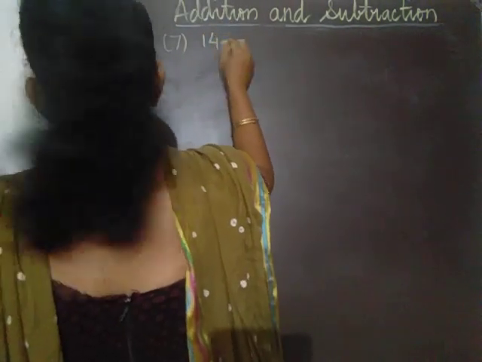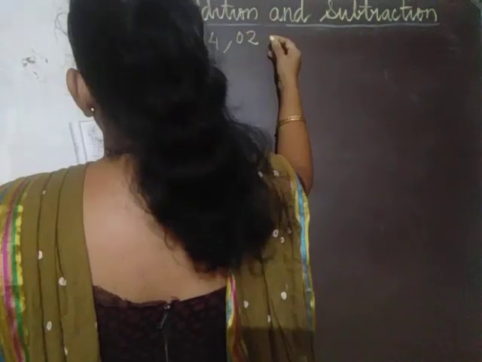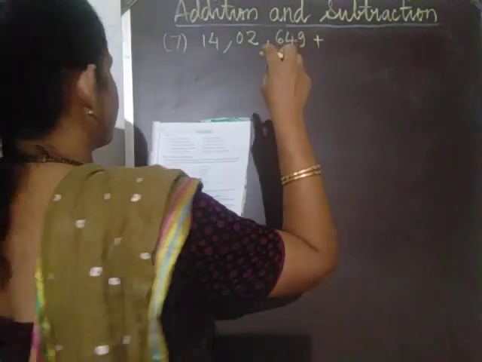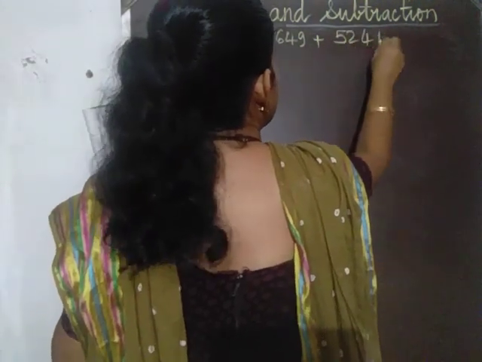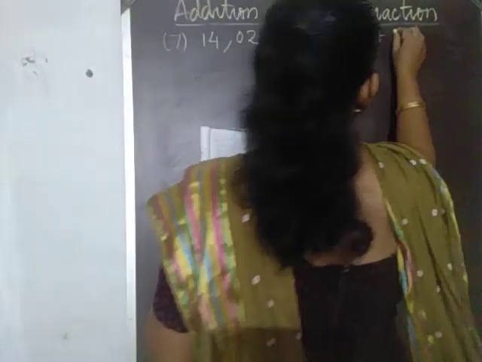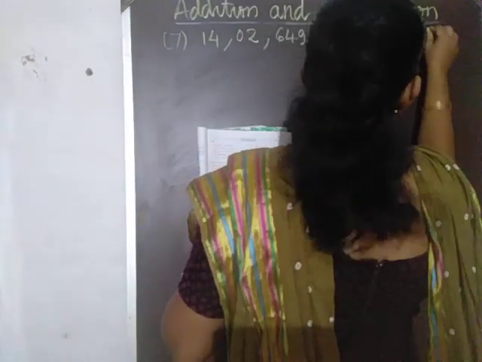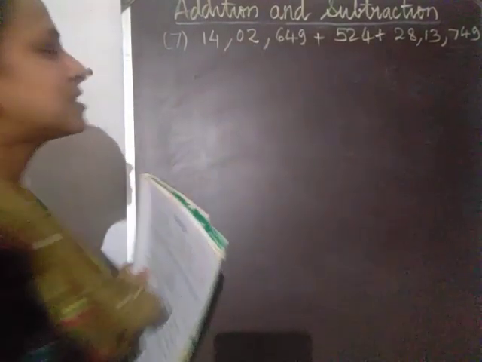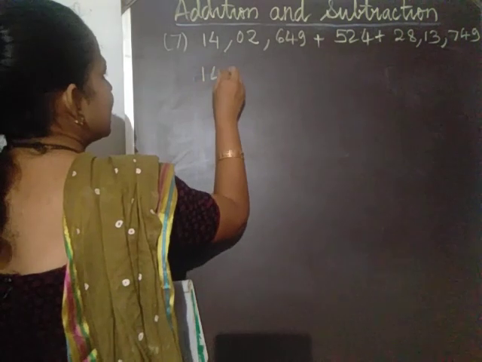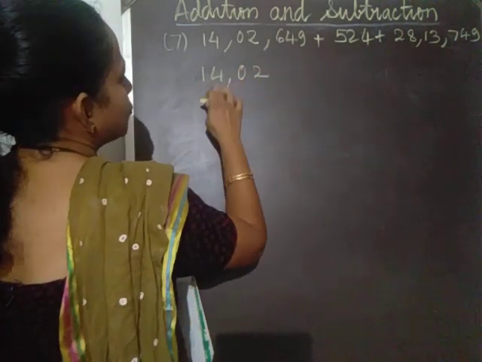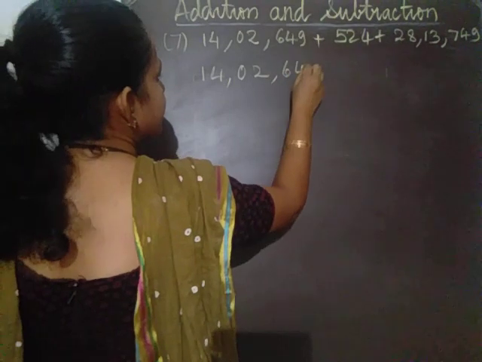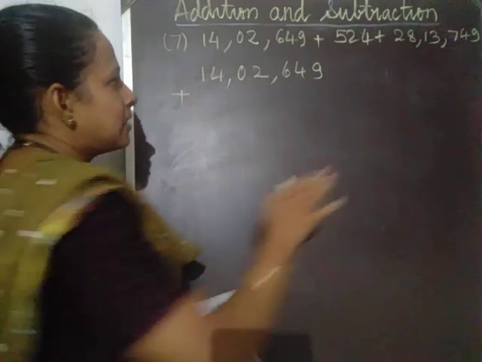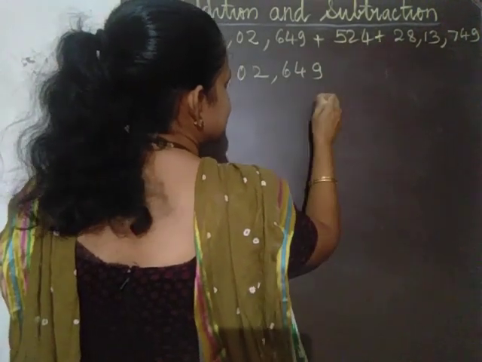Okay, so 14 lakh 2,649 plus 524 plus 28 lakh 13,749. So let me write the first number first, that is 14 lakh 2,649. Then the second number, whenever you are writing, if you are confused where to write, always start with the last digit, that is 4.